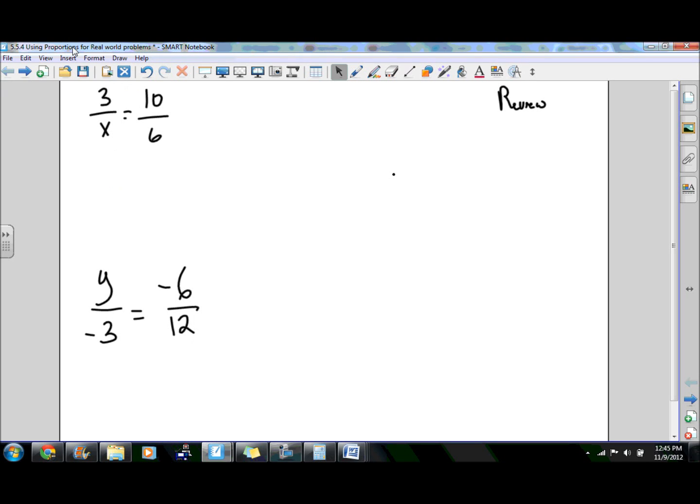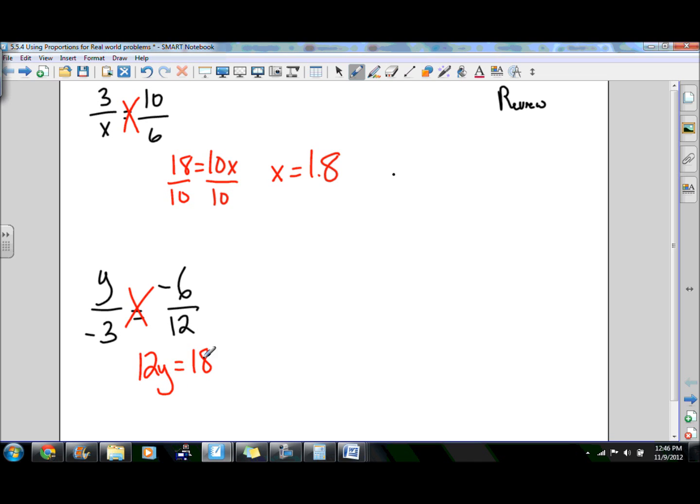Alrighty, I want to review what we did last time first here, so give these a try on your own. I hope that we got 18 equals 10x for this. Dividing by 10 on both, x should have been 1.8 on the top. And for the second, we should have gotten 12y equals 18. Y should have been 3/2 or 1.5 near the bottom.